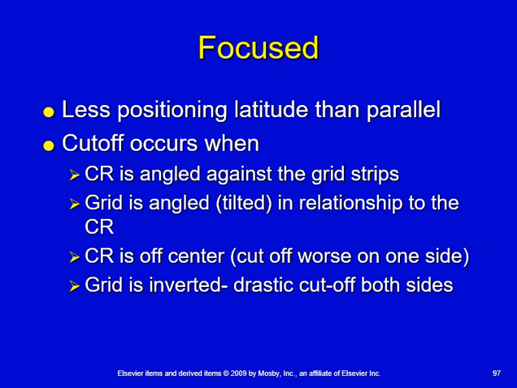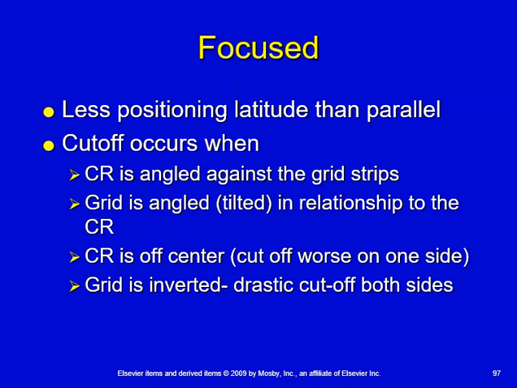Any kind of tilt at all is going to cause an increase in grid cutoff. So grid cutoff occurs when the central ray is angled against the grid strips, and just like on a parallel grid, that could be because the grid is tilted or the central ray is tilted against the short axis of the image receptor or against the grid strips. Or if the central ray is not centered to the center of the image receptor, then you're going to have grid cutoff. You didn't have that problem with parallel grids.